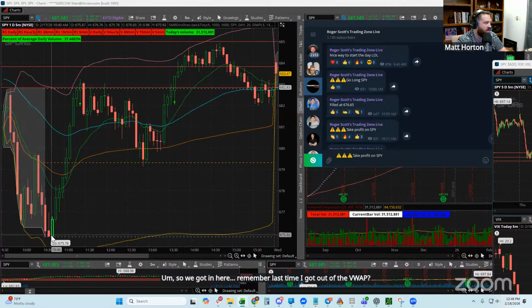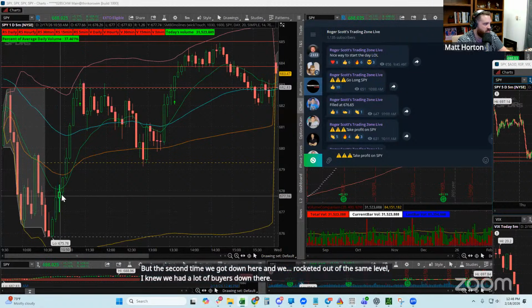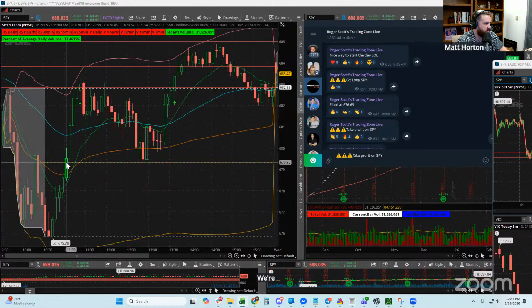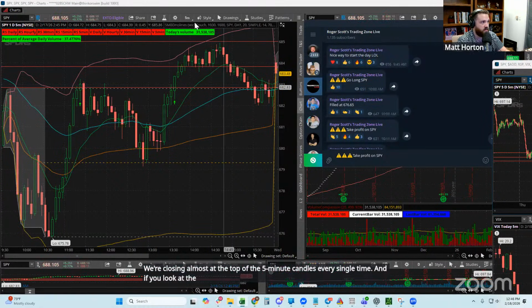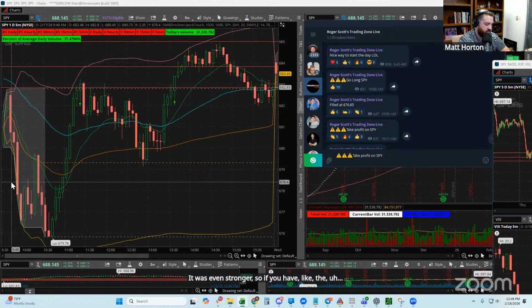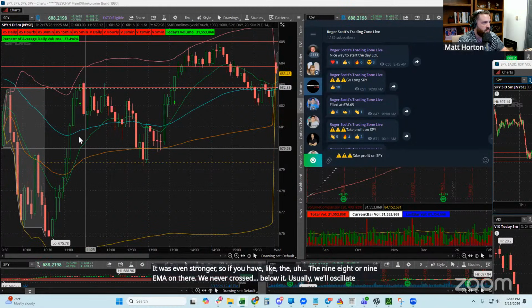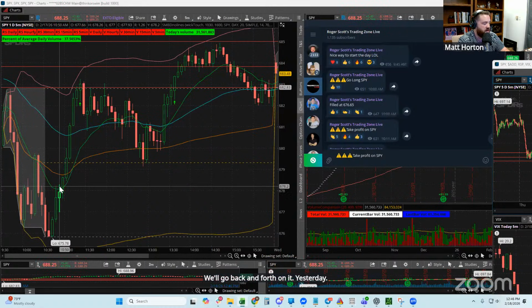But the second time we got down here and we rocketed out of the same level, I knew we had a lot of buyers down there. And if you watch this price action, we're closing almost at the top of the 5-minute candles every single time. If you look at the 1-minute chart, it was even stronger. If you have the 8 or 9 EMA on there, we never crossed below it. Usually we'll oscillate around it, right? We'll go back and forth on it. Yesterday, during this move, we never crossed below it.